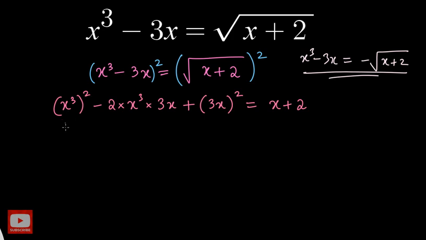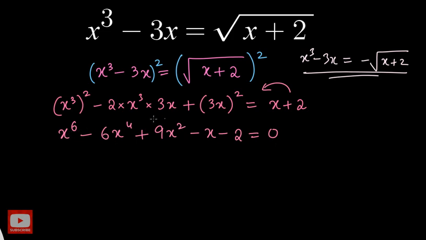Now let us go further. x cube the whole square is x power 6, minus 2 times 3 is 6 times x cube into x is x power 4, plus 3 square is 9 and x square is x square. I'll bring these two terms to the left side so that we have minus x minus 2 equal to 0. So now we have got an equation of degree 6 that is called a hexic equation.